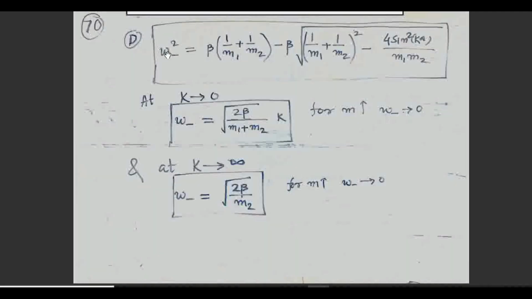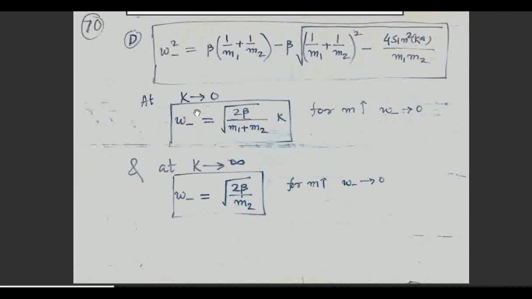You see, this is omega negative square. This is for the acoustical branch or modes. In that case, this is negative. When we talk about optical modes, then this is positive. Here you see there is a negative here. This is present only in the acoustical branch, but for the optical branch this is positive. Okay, this is positive.